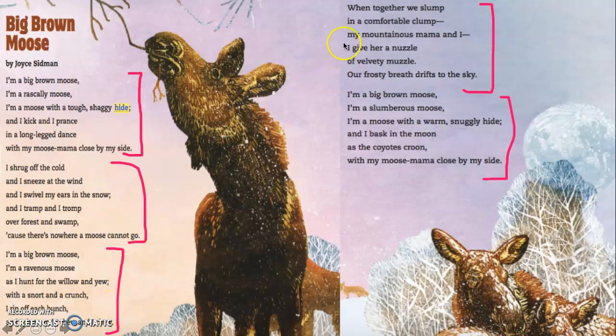Then towards the end, it comes back with his mama. And then in the last stanza, I can see that it's time to go to bed. And it's nighttime. I can infer that because I know that at night the moon comes out. And the poem says that they bask in the moon and the coyotes croon. It also mentions that his mama is still close by his side, which allows me to infer that he is going to bed next to his mama.